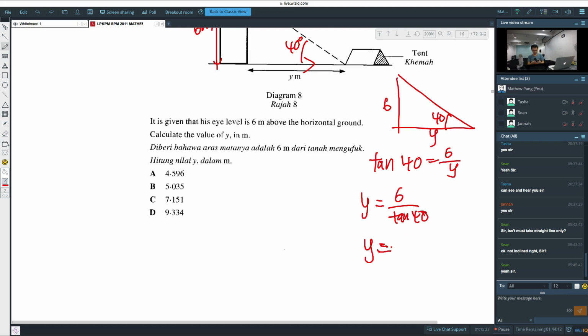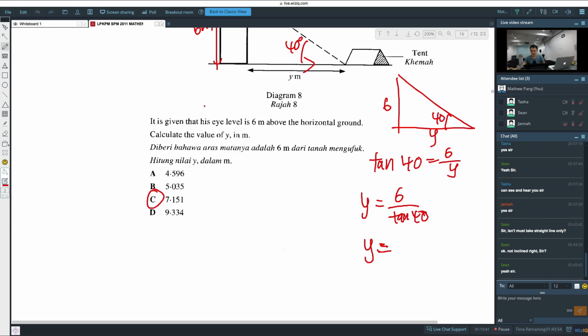So 6 divided by tangent 40. Okay, let me change my calculator to degree. 6 divided by tangent 40. Then you will get 7.151.